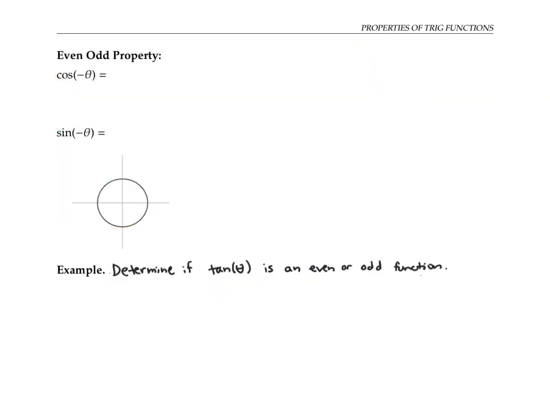The next property I call the even-odd property. It says that cosine is an even function, which means that cosine of negative theta is the same thing as cosine of theta, while sine is an odd function, which means that sine of negative theta is the negative of sine of theta. To see why this is true, let's look at an angle theta and the angle negative theta.